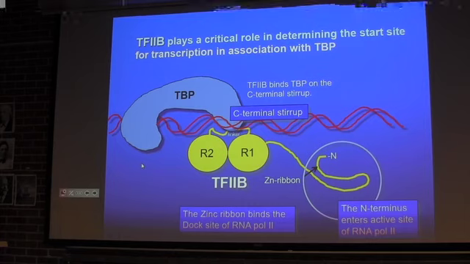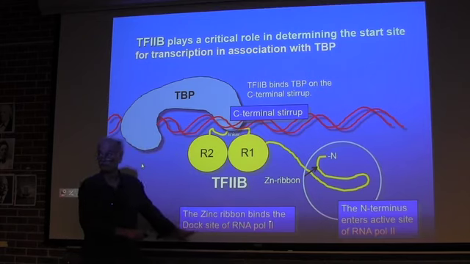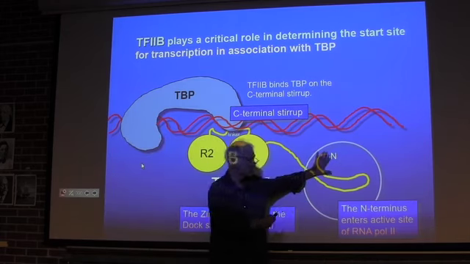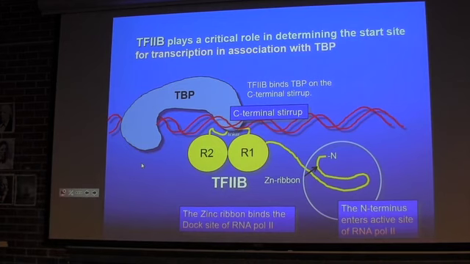The zinc ribbon here is what is a dock site for RNA Pol II. Her Majesty, the Queen, Pol II, binds at that site, among several things.